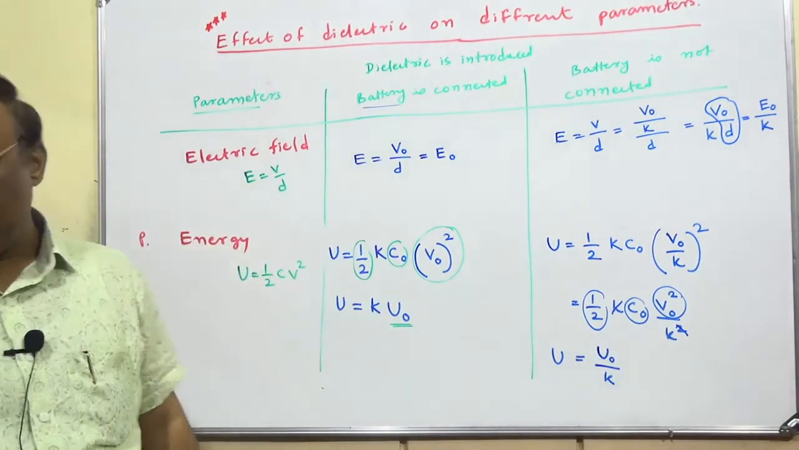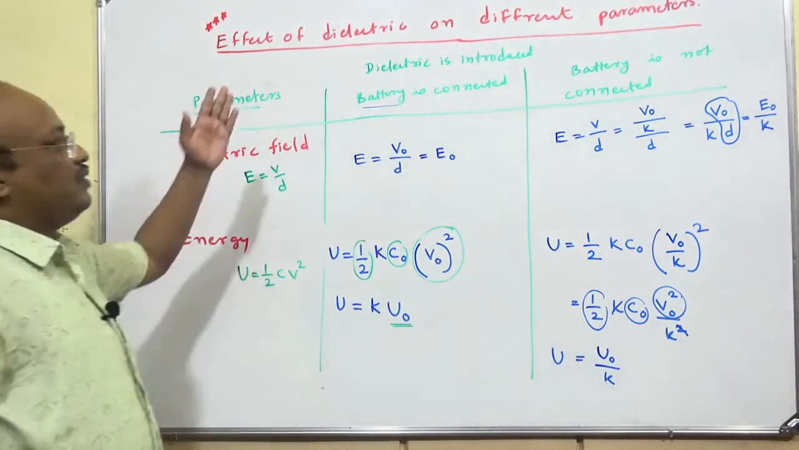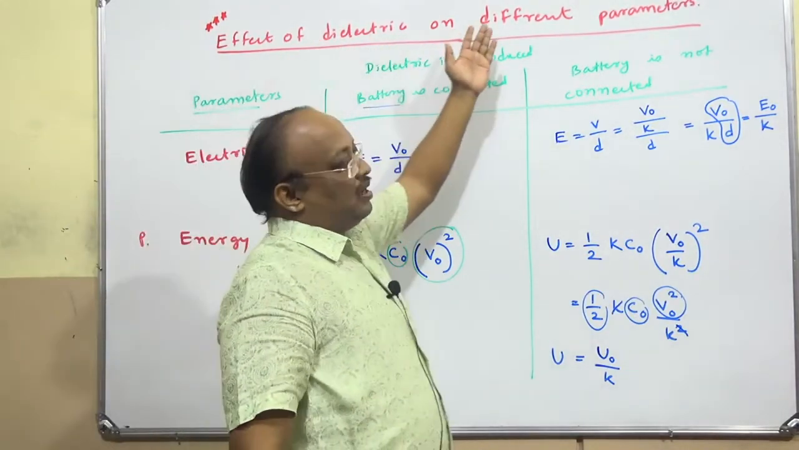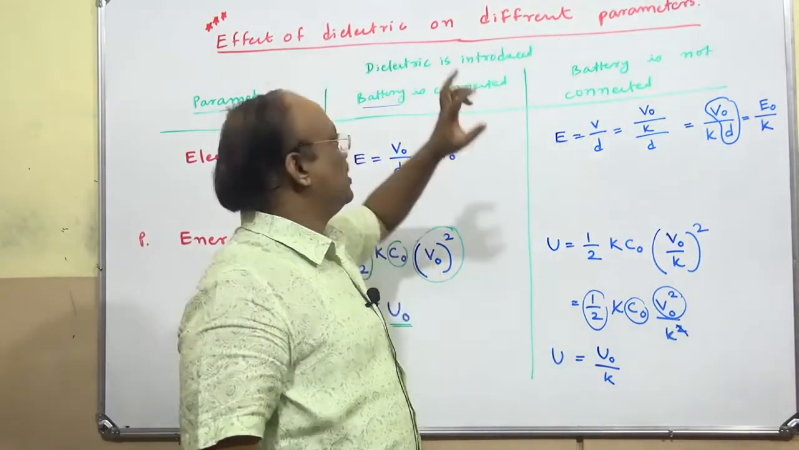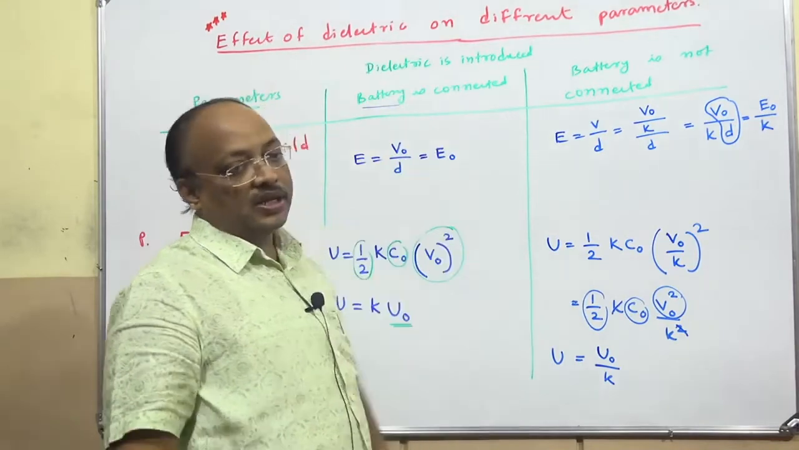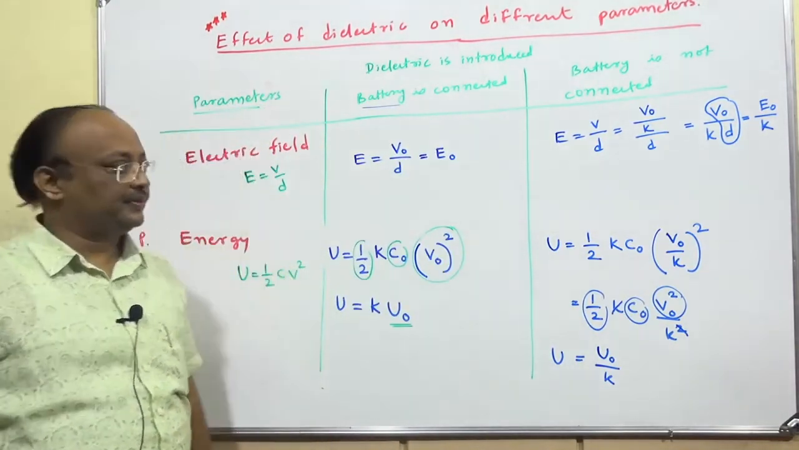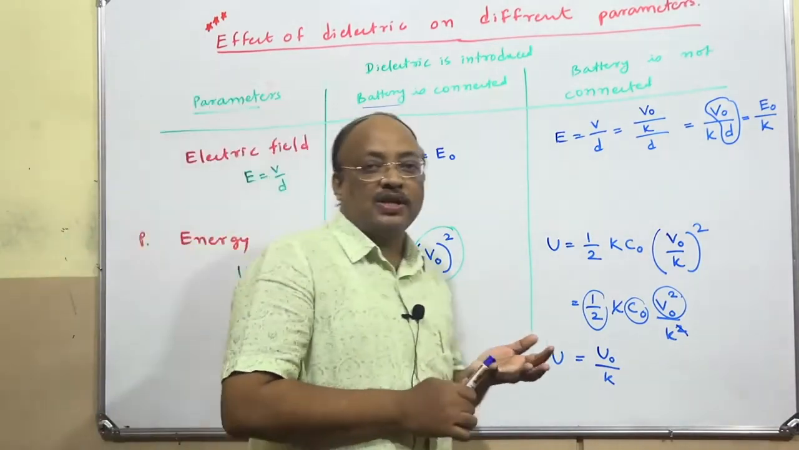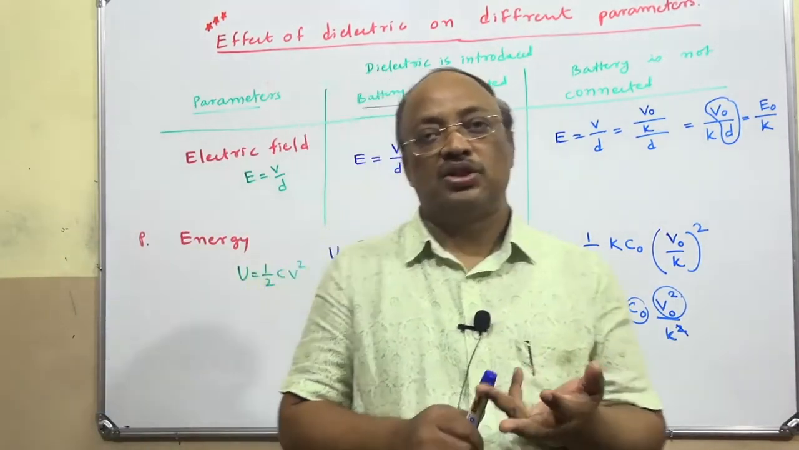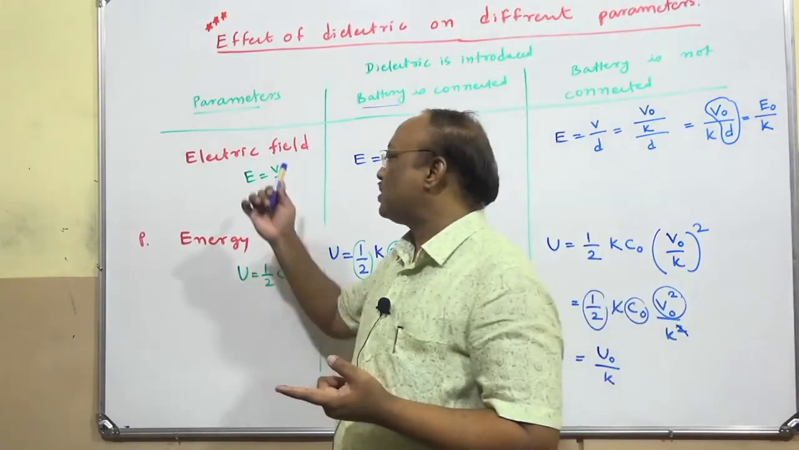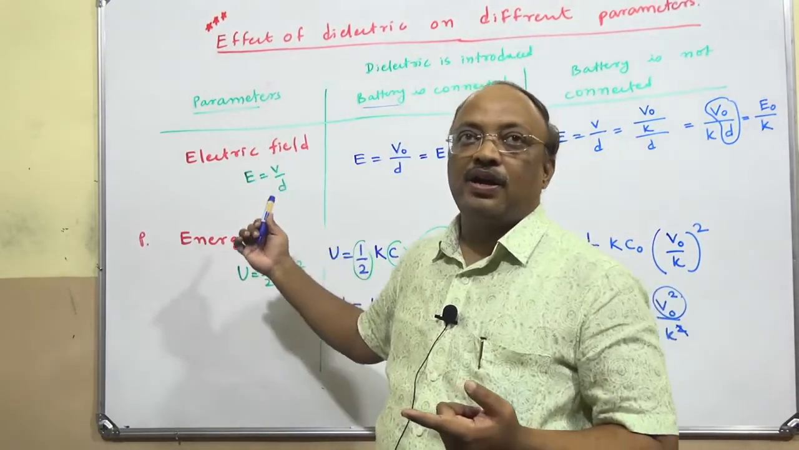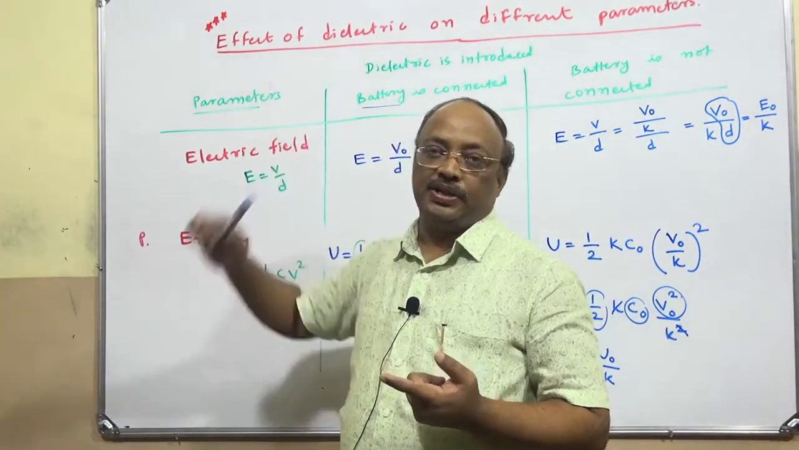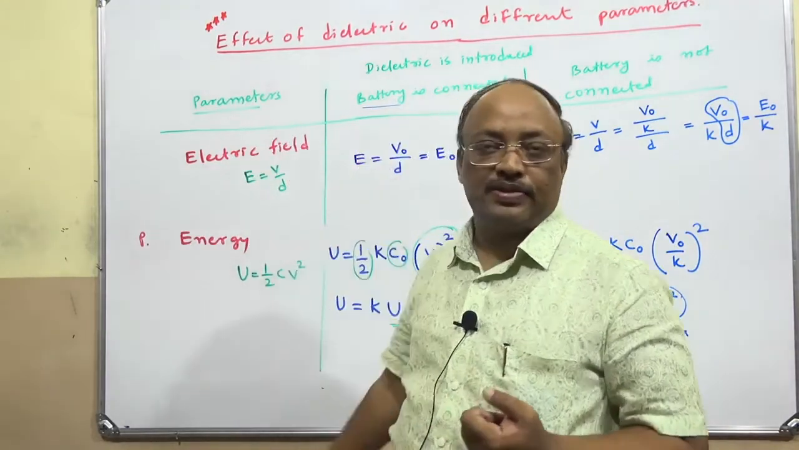So these are the parameters. What happens to the different parameters when dielectric is introduced there? So we have seen what happens to the capacitance, what happens to the charge, what happens to the potential difference, electric field, and potential energy. For all, we have seen this.